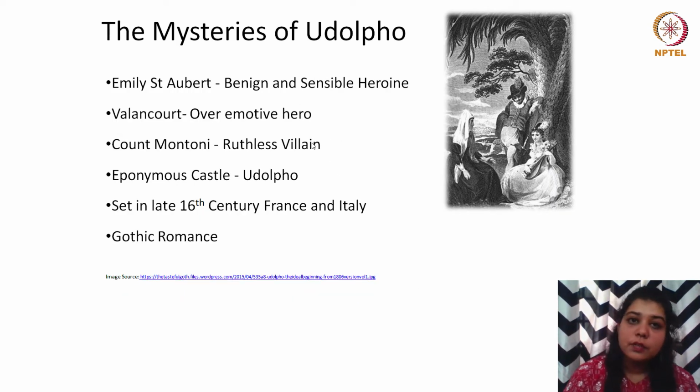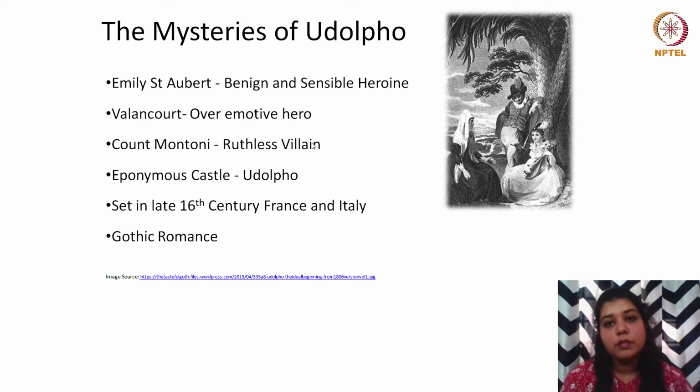The novel Mysteries of Udolpho revolve around the story of Emily St. Aubert, the benign and sensible heroine. As the story progresses, she loses her parents and takes shelter under the custody of her aunt, Madame Cheron. After acknowledging the connection of Valancourt with Madame Clerval, Madame Cheron agrees for the marriage of Emily St. Aubert with her lover Valancourt.